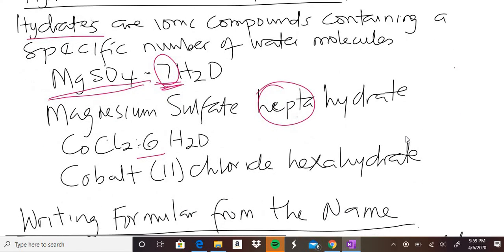In this example, our Co is cobalt. Cobalt is a type 2 metal. So we're going to have it in parentheses, which is cobalt(II) chloride. We have 6 molecules of water. It becomes cobalt(II) chloride hexahydrate.